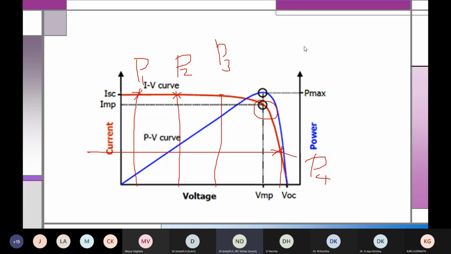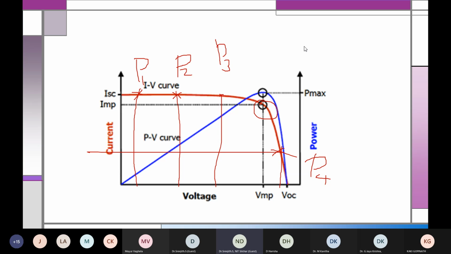Thank you. So this point is called the maximum power point. Only one point is there in the graph, and that is the only point where you will get the maximum power, because P1 is less, P2 is more, P3 is more. If you expect that P4 is more, P4 is less. Clear? So there will be one point in the graph where, when you multiply voltage and current, you'll get the maximum value. That point is called the maximum power point.